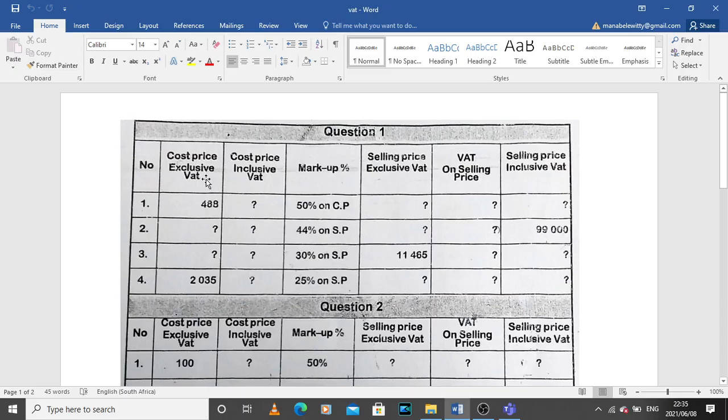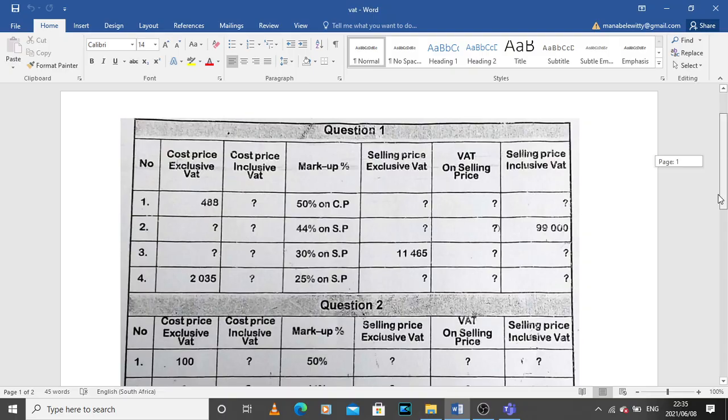Now we are given a cost price exclusive of VAT. This amount doesn't have VAT. We must add VAT and that results in the cost price inclusive of VAT. So there are two ways to determine this amount. Either we calculate the VAT first and then add the VAT amount to the initial amount to get the cost price inclusive of VAT, or we multiply the initial amount by 100% plus the VAT percentage to get this amount straight. I'll show you how it works.